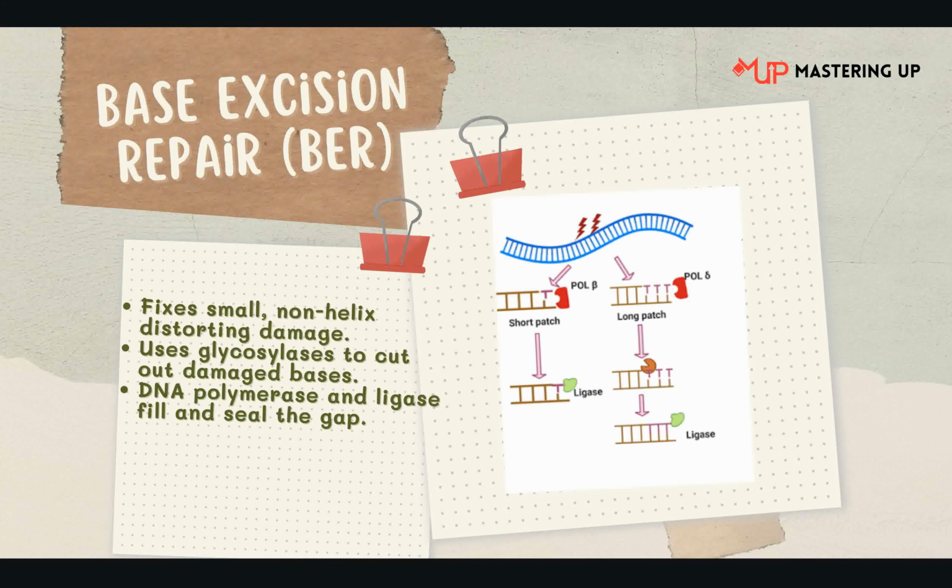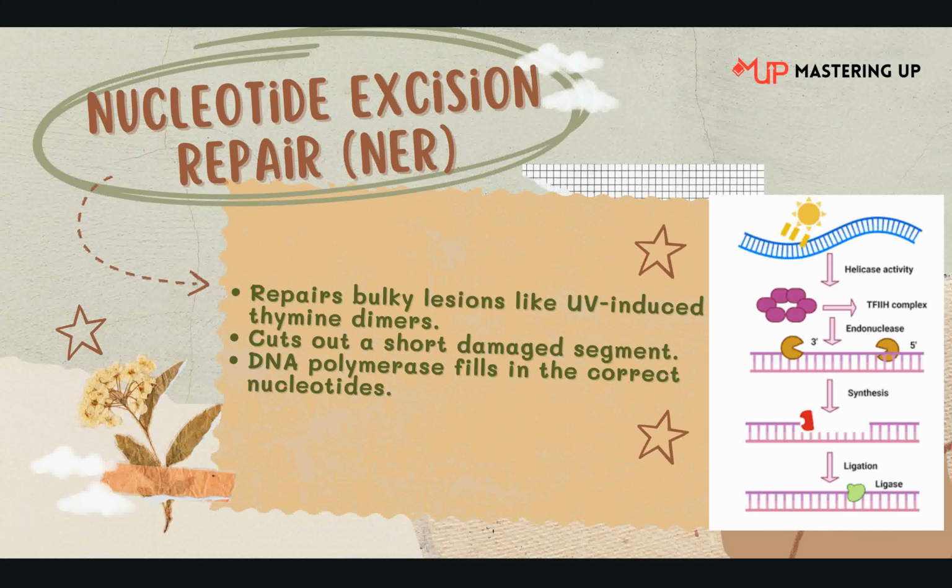The other type of repair is nucleotide excision repair, or NER. This pathway handles bulky lesions like thymine dimers caused by UV light. A team of proteins cuts out a short segment of the damaged strand, and then DNA polymerase fills the gap with correct nucleotides. So this is how nucleotide excision repair occurs.